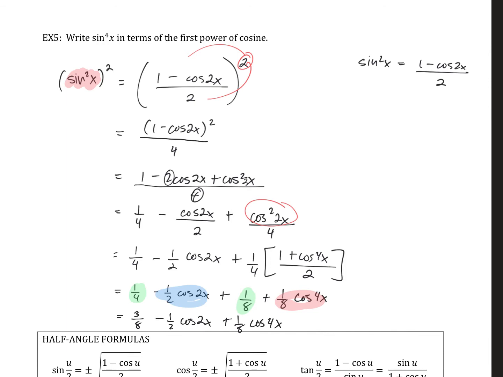And notice all the powers of cosine are 1. We don't worry that they have double angles or 4 times angles. We're just worrying that they are the first power of cosine. So we have completed that task, and there we go, is our answer.